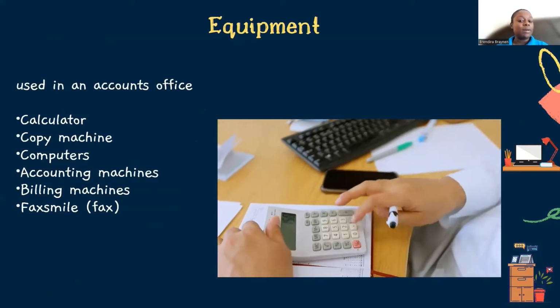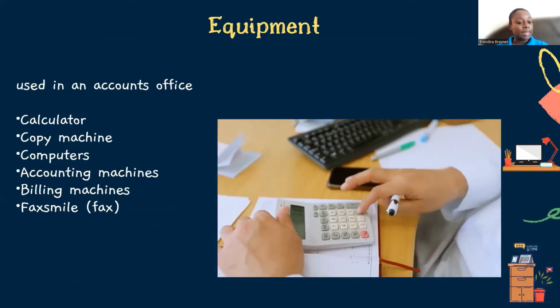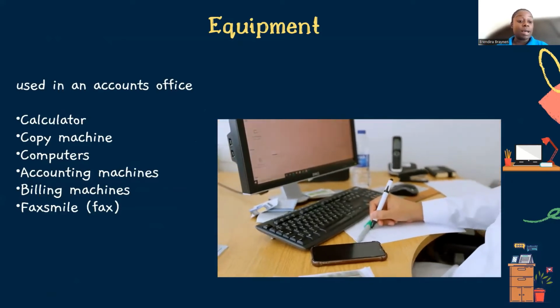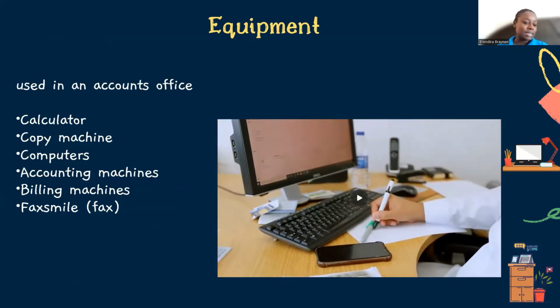Equipment used by the accounts department are things like calculators, copying machines, computers, adding machines, accounting machines, billing machines, faxes, anything that allows them to enter in the data, print checks, print invoices, send emails, calls, prepare invoices, send out statements. All these things are done in your accounts department.